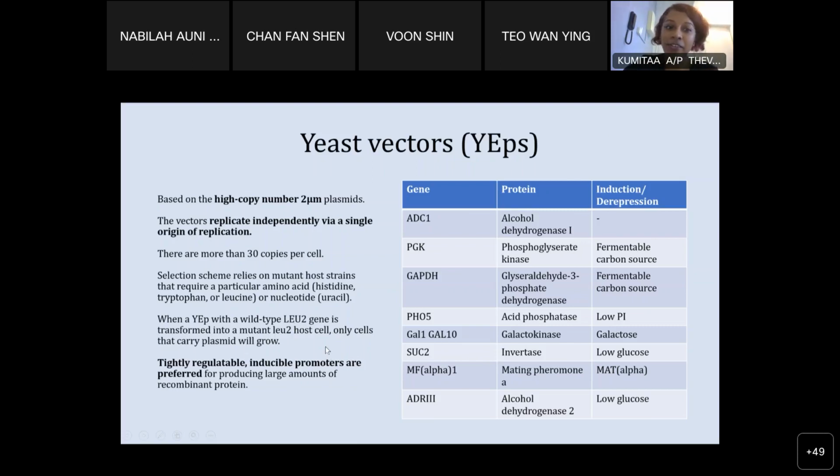It is highly regulated, although inducible promoters are preferred. So inducible promoters basically mean that you can turn it on or off depending on when you want your protein to be expressed. So this is just a very simplified table about what genes you have and what proteins they can produce, and some of the different inductions that you can use. So for example, when you see something like PGK and GAPDH, often you have a carbon source and you'll be able to express those.